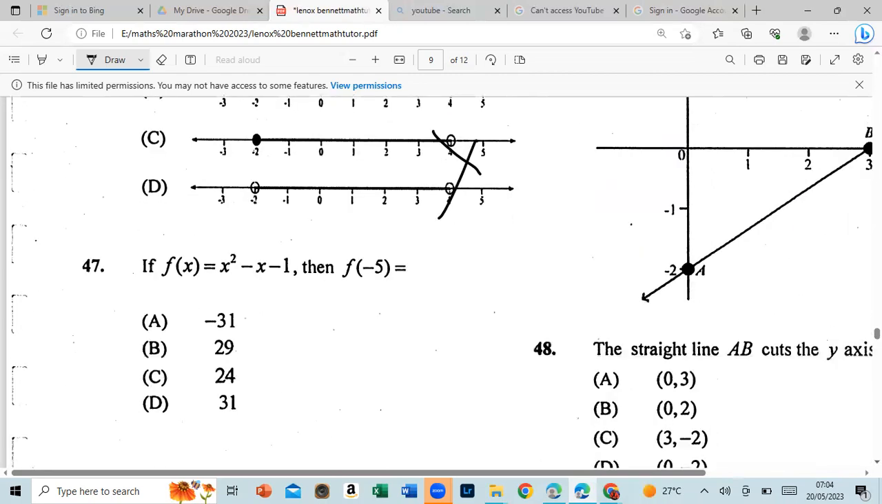47, if f of x is equal to x squared minus x minus 1, then f of -5 is equal to... I want you guys to work out that one. That's a function question. Work it out, guys, before me. I'm going to start in 30 seconds. Let's go.